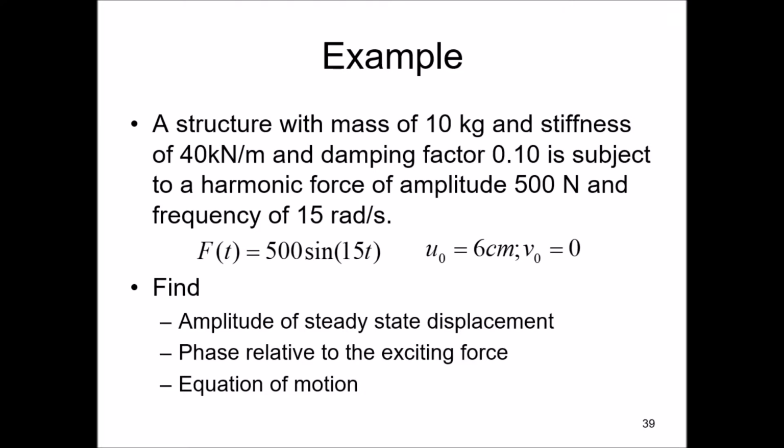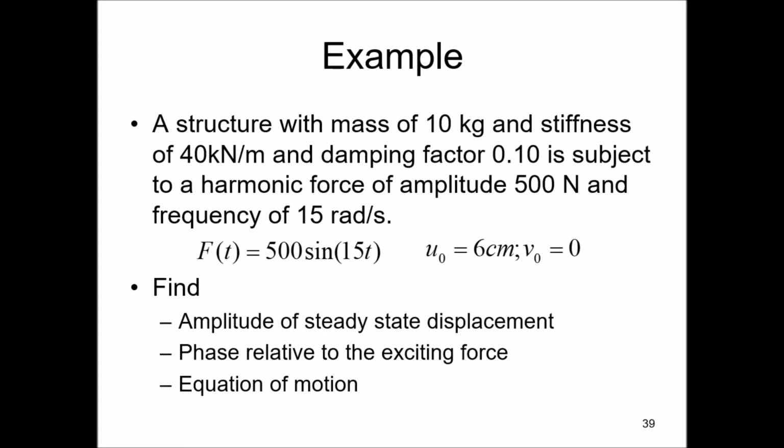So let's take a look at another example. In this example here, we have a structure with a mass of 10 kilograms, a stiffness given to us is 40 kilonewtons per meter, and a damping factor of 0.1. This is subject to a harmonic force of amplitude 500 newtons and a frequency of 15 radians per second.